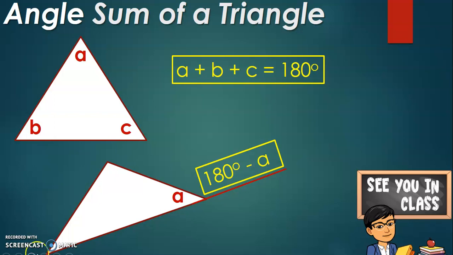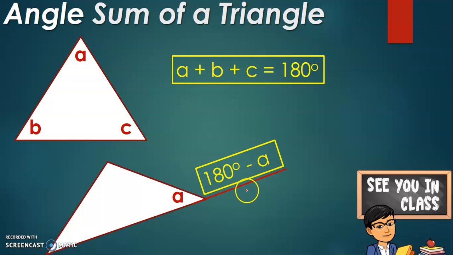Hello everyone. Today we're going to be talking about angle sum of a triangle. As you know, the angles in a triangle add up to 180 degrees. That means this A over here and B and C, if you add them up together, it will give you 180 degrees.